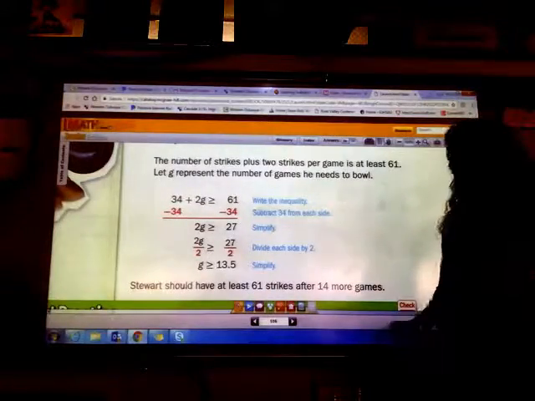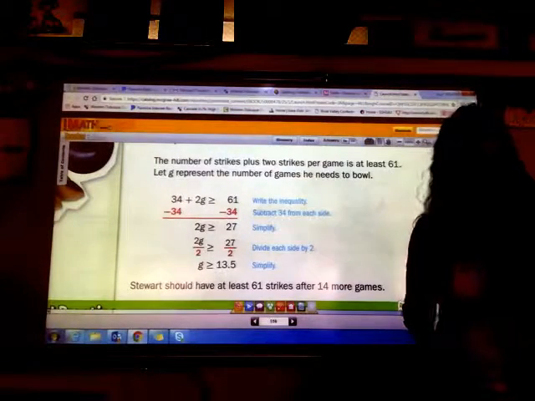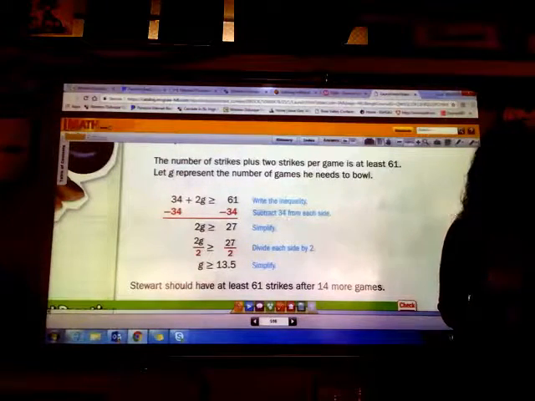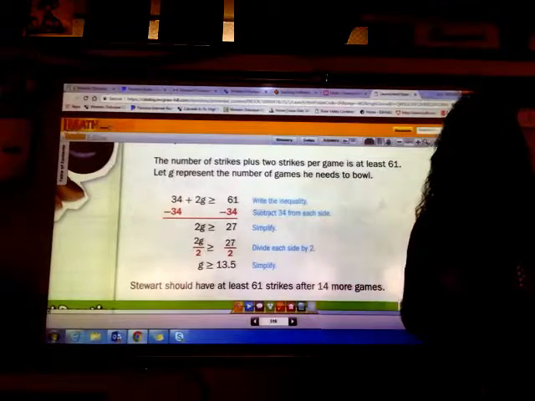So what I would like you to do right now is to go ahead and take a look at the website and take a look at which extra practice problems on page 519 I would like you to do.